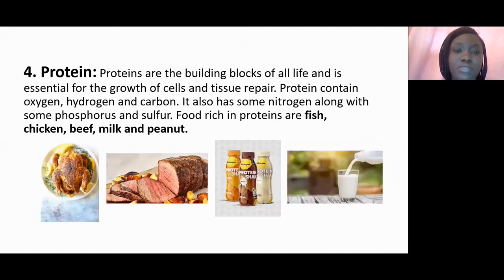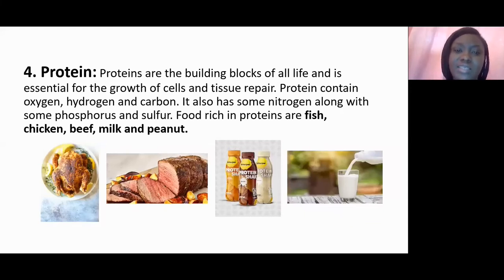Protein, okay? Proteins are the building blocks of all life, right? They are the building blocks of all of our cells, all of our tissues, all of our organs. So they are our building blocks. Along with being composed of oxygen, hydrogen, and carbon, like the fats, and like the carbs, protein is also composed of nitrogen, phosphorus, and sulfur. And that's very important because we're going to figure out what some of those things are. What are phosphorus and sulfur? Different type of nutrients. Foods rich in proteins are fish, chicken, beef, milk, and peanut.